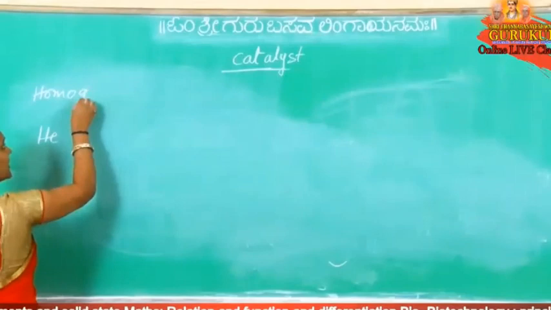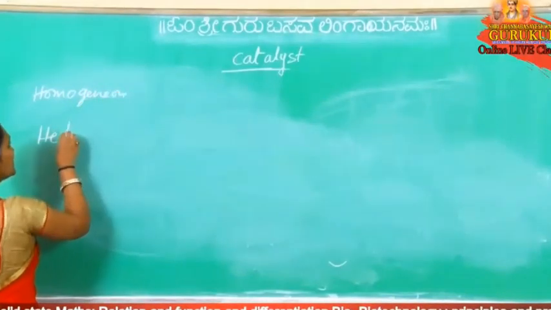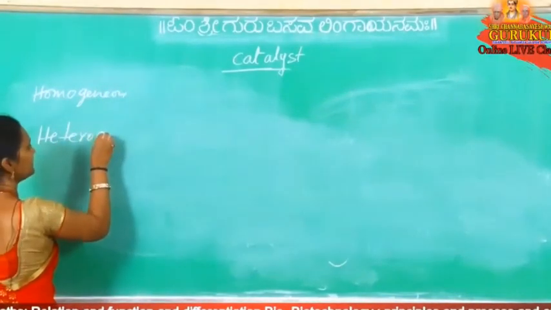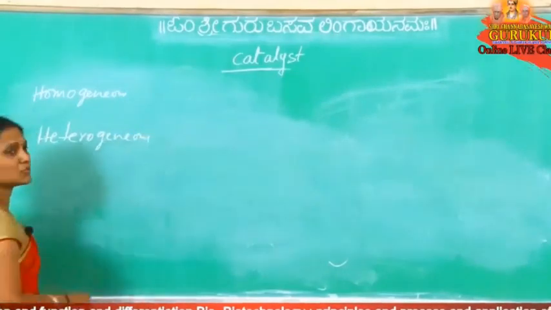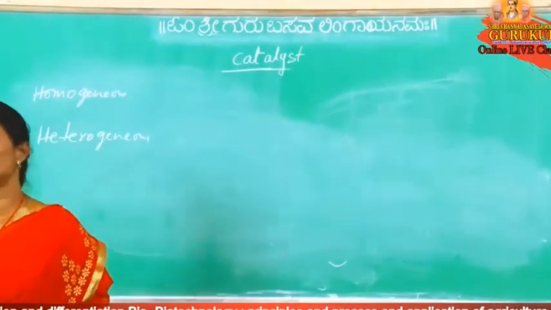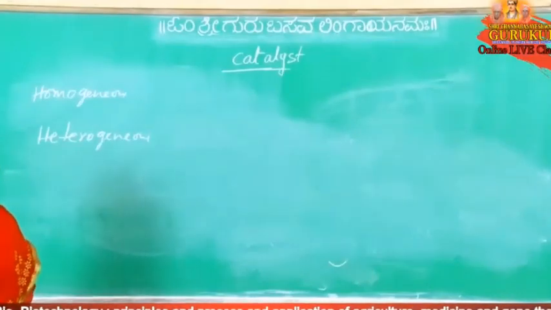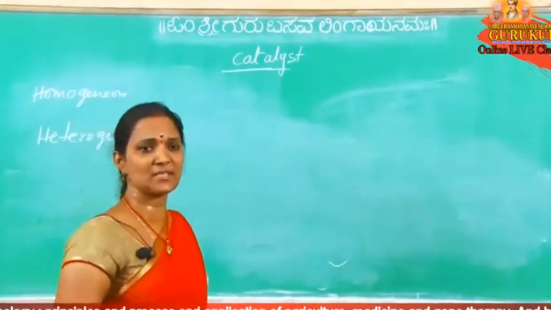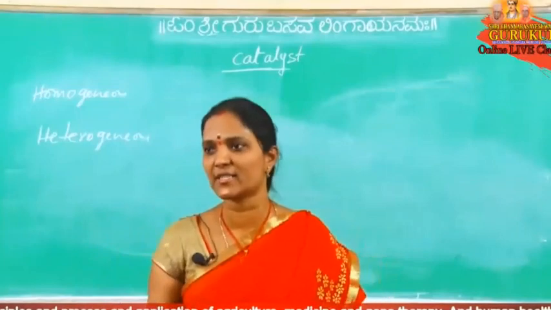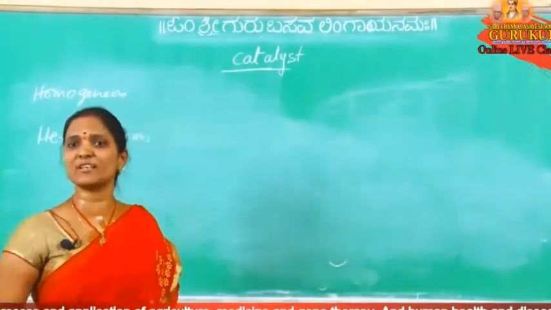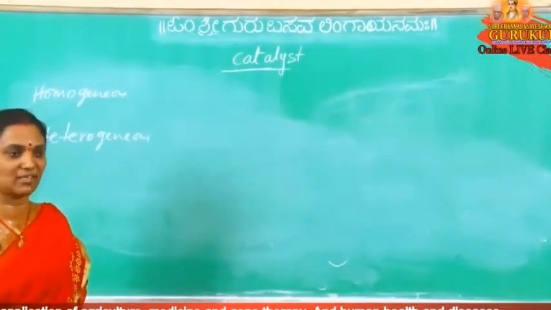Nothing but homogeneous reaction, heterogeneous reaction. What are these two types of reactions? Homogeneous and heterogeneous reactions. Homogeneous reaction: homo means similar. Reactants and products are similar, and reactants and catalysts are similar. Catalysts and products are similar. Similar means physical states are similar.